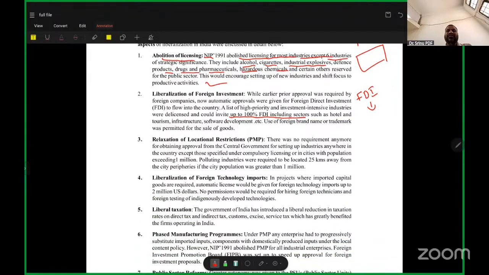Next, relaxation of location restrictions. There was no longer any requirement to obtain approval from the government for setting up an industry anywhere in the country. Earlier, there was a compulsory licensing system for cities with population exceeding 1 million; industries had to be located 25 kilometers away from the city. So relaxation of location restriction means that previously there were conditions, and now they removed them.